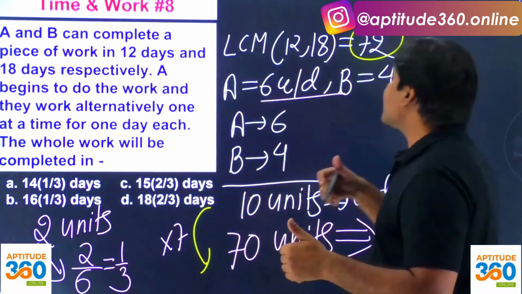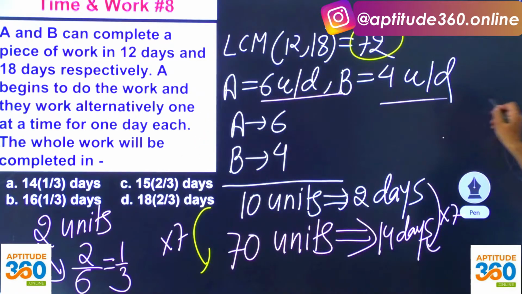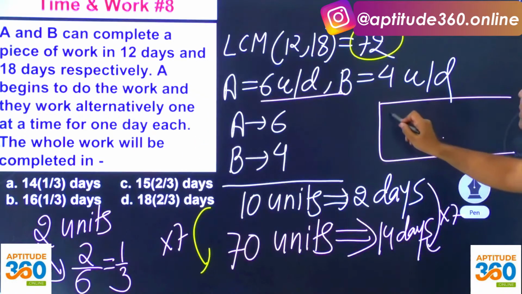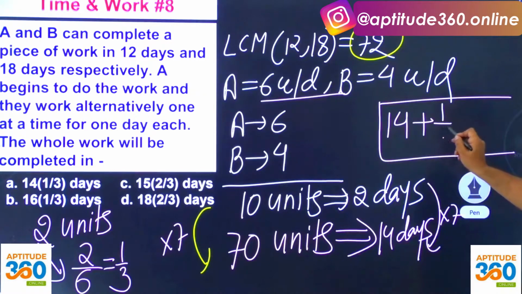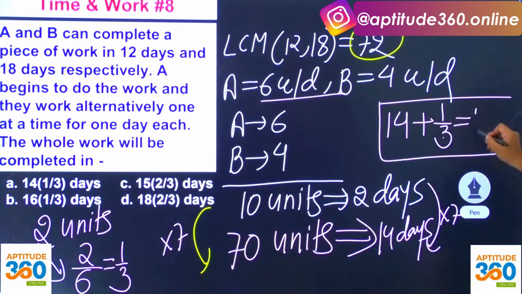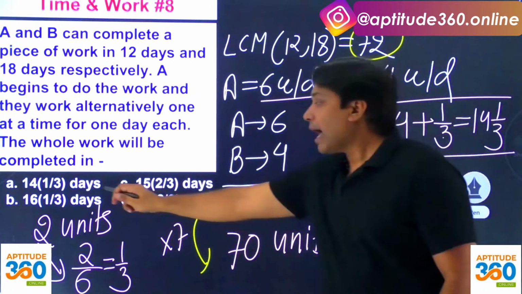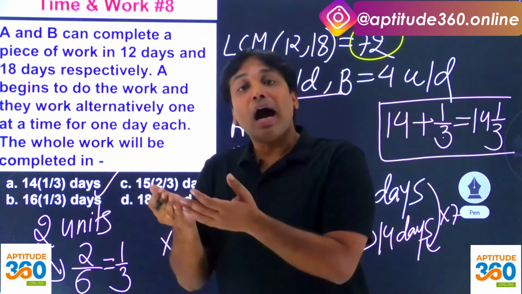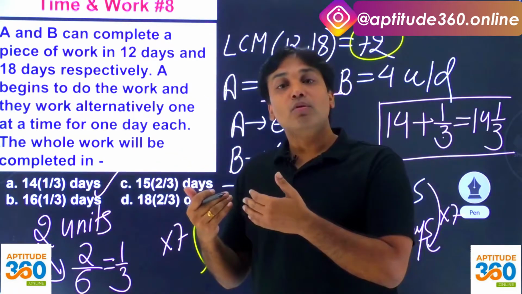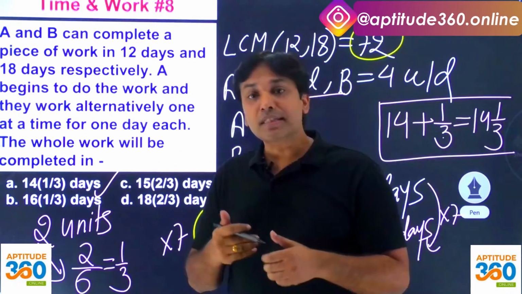And in how many days the entire work is going to be completed then? 14 days 70 units खत्म करने के लिए, plus 1/3 day 2 units खत्म करने के लिए. So what is going to be the total number of days? It is going to be 14 1/3. Answer is A. But मैं आपको क्या बता रहा हूं कि एग्जामिनेशन में आप ये लास्ट वाला स्टेप बचा सकते हो. You should be looking at your options, isn't it?